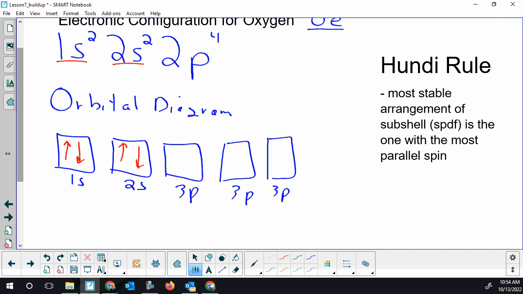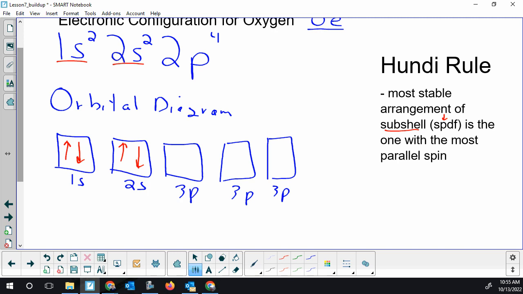Our p's have 4 in total. So we actually have several options of how we fill them. But we've got a quantum mechanical rule that tells us how we have to fill them. The most stable arrangement of a subshell, and that's what we're trying to do, start with lowest energy and build up, so we're looking at that p subshell right now, is the one with the most parallel spins, or the same spin, same arrow. So we want to maximize the same arrow.